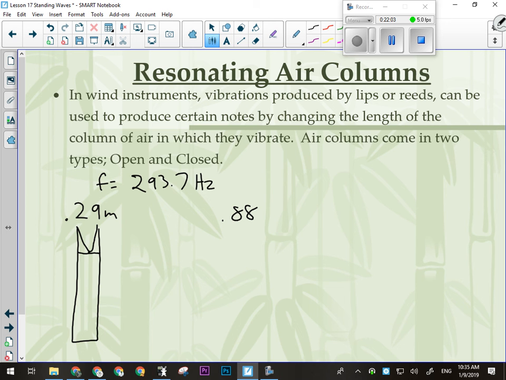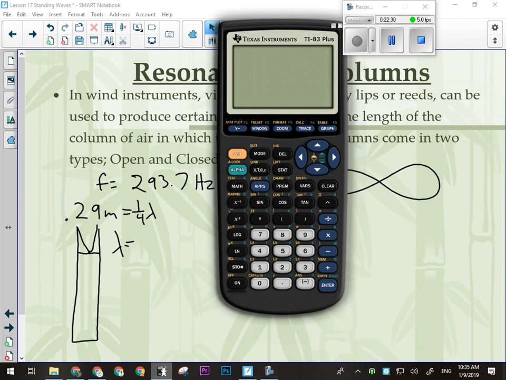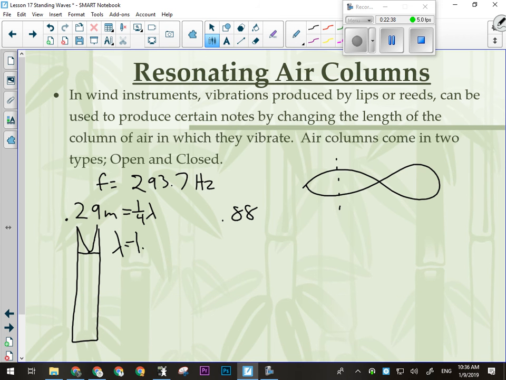Actually, it's less than half. If we draw what a full wavelength would look like, it would look like this, right? I've only got that much in that tube. Everybody with me there? So that's how much of a wavelength? 1/4. So 0.29 meters equals 1/4 times lambda. Everybody okay with that? So effectively, for this situation, lambda is 1.16 meters.